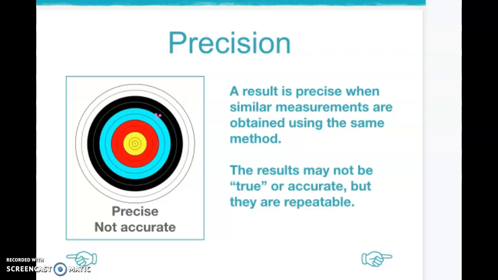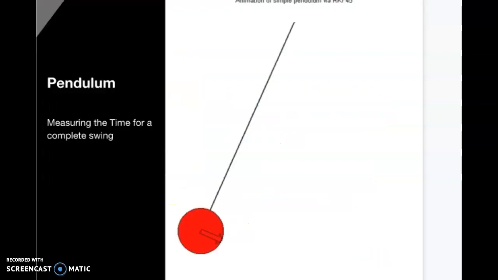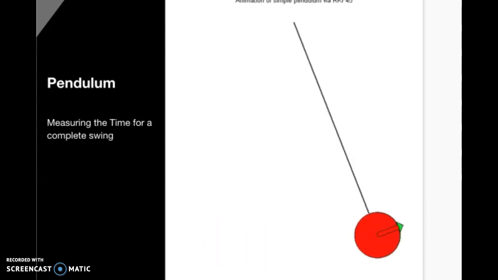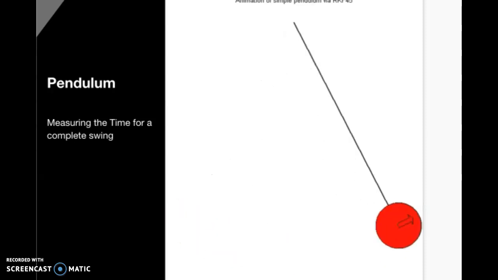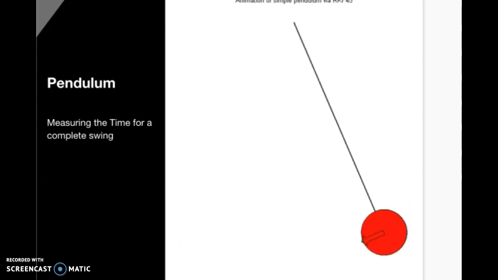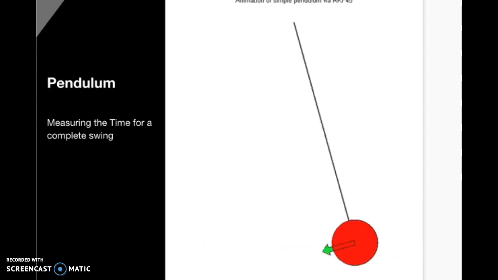Precision. A result is precise when similar measurements are obtained using the same method. The results may not be true or accurate, but they are repeatable. Let's say, for example, that you are measuring the time for the complete swing of a pendulum. It might be that you are using a stopwatch, which is just not very good, or that you're not being very attentive. All of these factors might have an influence on your results.